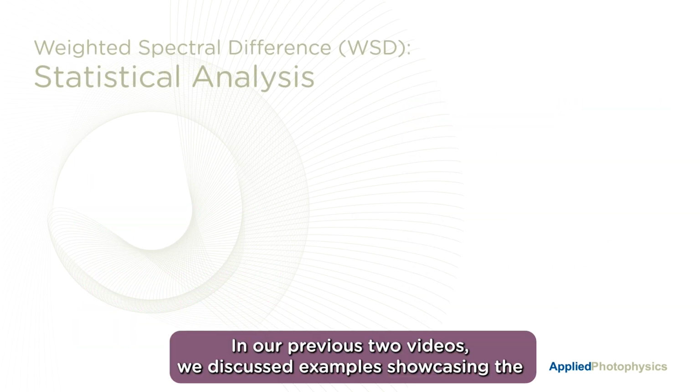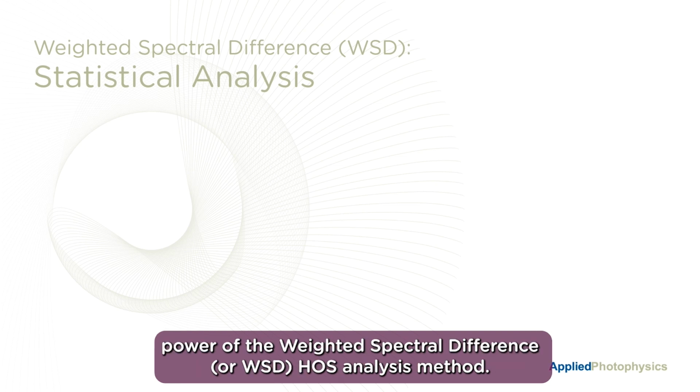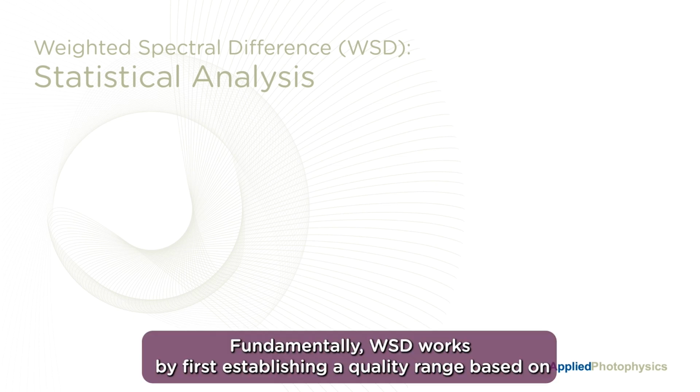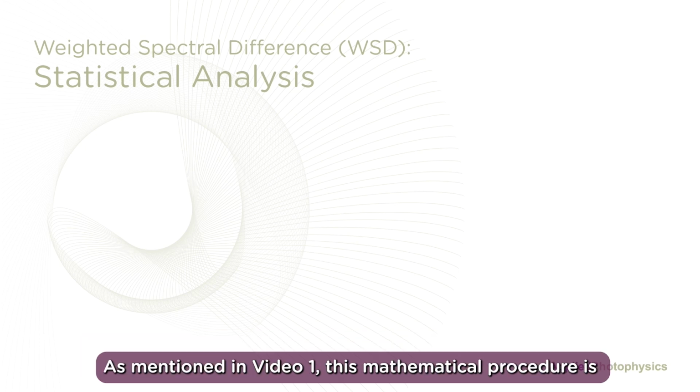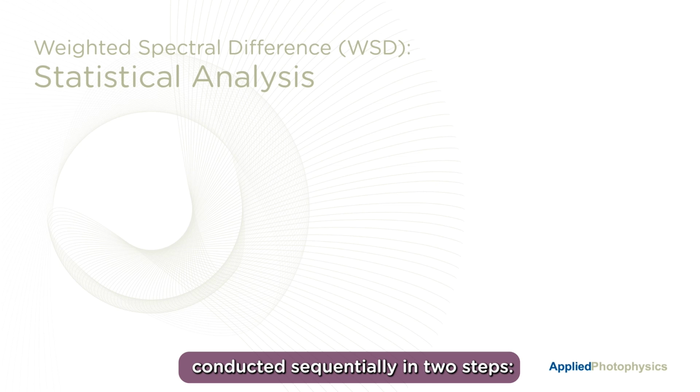In our previous two videos, we discussed examples showcasing the power of the weighted spectral difference, or WSD, HOS analysis method. Fundamentally, WSD works by first establishing a quality range based on the reference, and then using the quality range to compare to samples. As mentioned in video 1, this mathematical procedure is conducted sequentially in 2 steps.